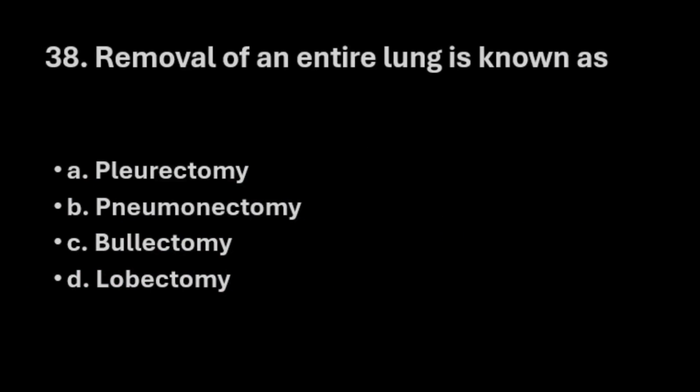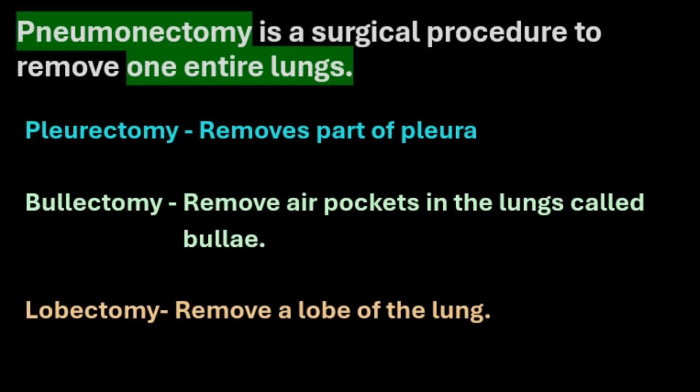Next question. Removal of an entire lung is known as option A, pleurectomy. Option B, pneumonectomy. Option C, bullectomy. Option D, lobectomy. Let us see the right answer. The right answer here is option B, pneumonectomy.